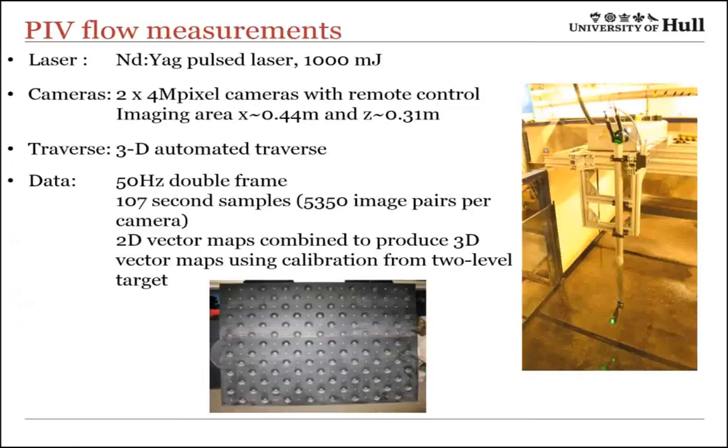The setup, for those who are interested, is a 1,000 millijoule pulse laser and 2 cameras at 4 megapixels each, and they essentially imaged an area within the domain of around 30 centimetres by 40 centimetres in terms of the actual measured area in the middle. Everything was on a 3D traverse, all linked together, so that we could move the laser, the light sheet and the cameras all together within that domain, so that when we calibrated, we were able to run that across the whole volume of the flume.